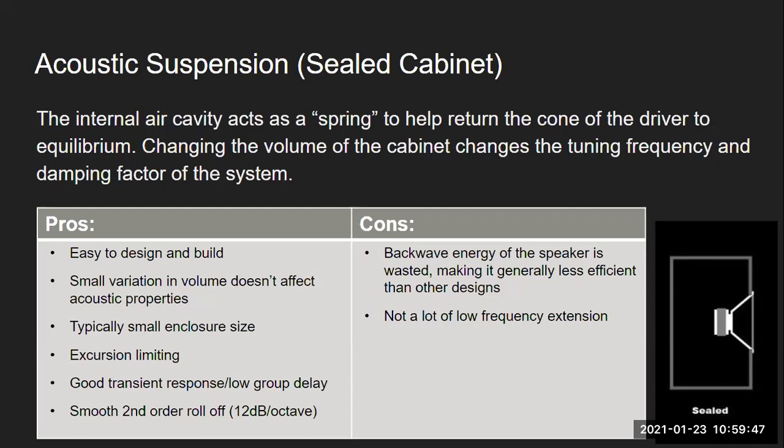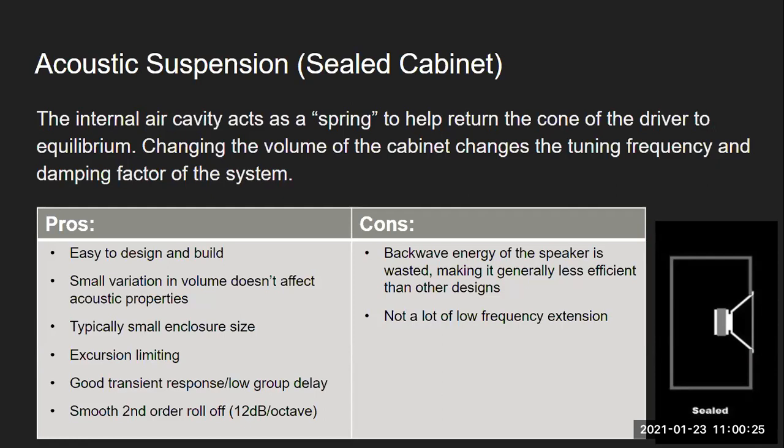So what this got around is it used the internal air pressure as a suspension component, and that helps damp the cone and improve the transient response. So that when you stop playing a sound, it comes to rest quicker, and so they're typically known to have a really nice punchy sound. That's what a lot of people characterize them as, and they tend to be one of the smaller designs as well, which is nice if you're trying to design a small enclosure for a speaker. But anyway, yeah.